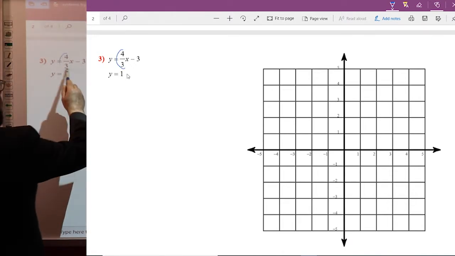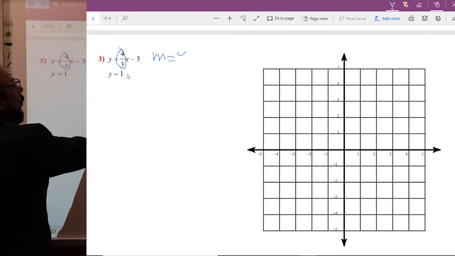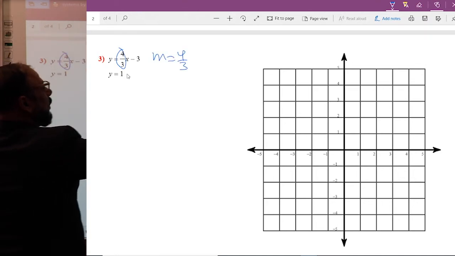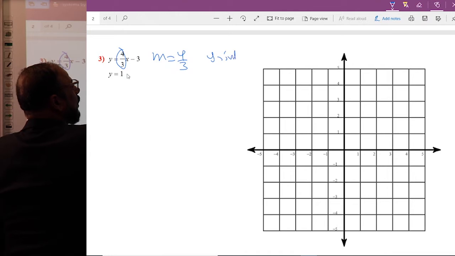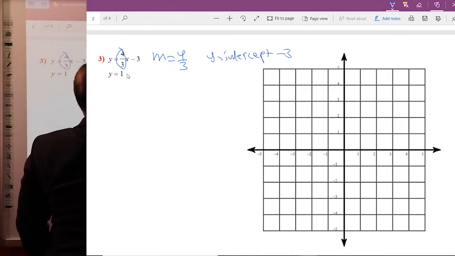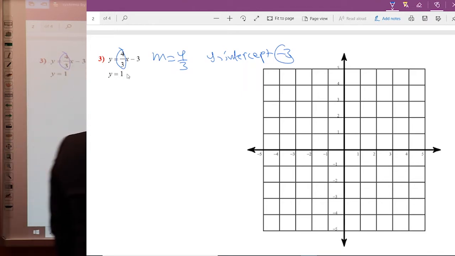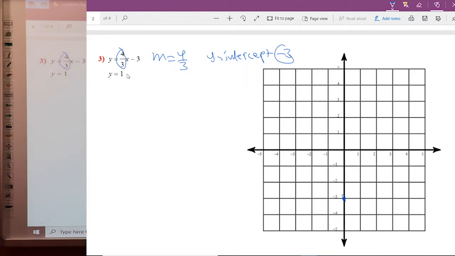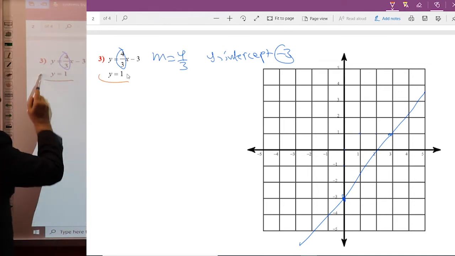The slope here, m equals 4 over 3, right? Y-intercept is what? Negative 3, right? Then from negative 3, you go up 1, 2, 3, and what? 4, right? And to the right, 1, 2, and what? 3. Okay. Now the most important thing I need you to remember, y equals 1.